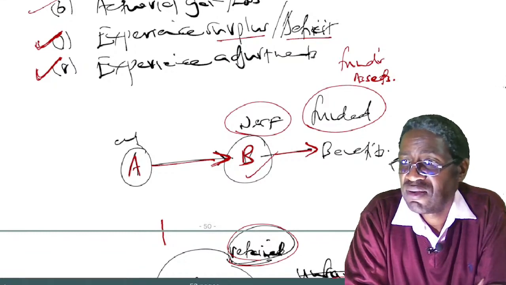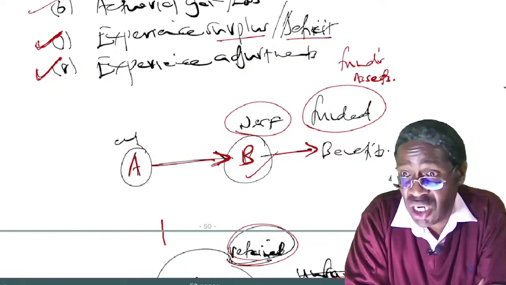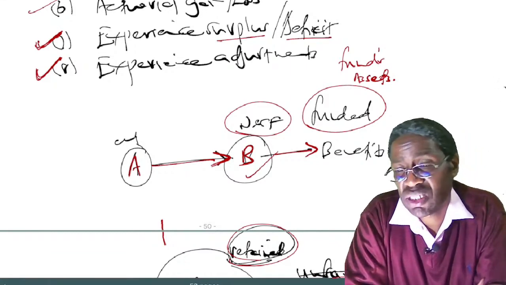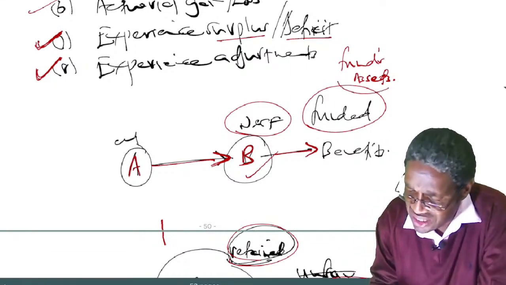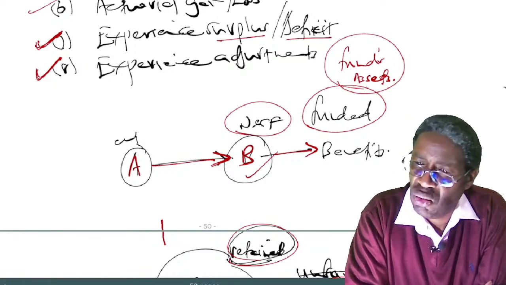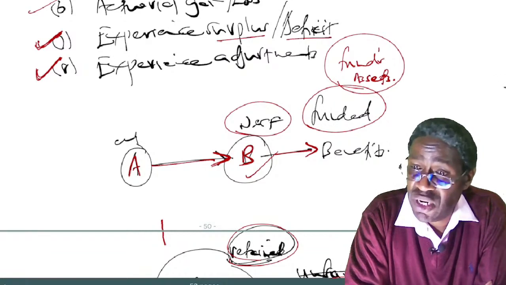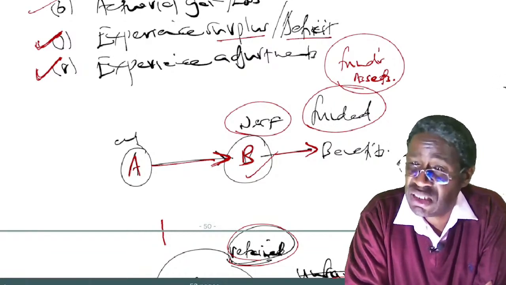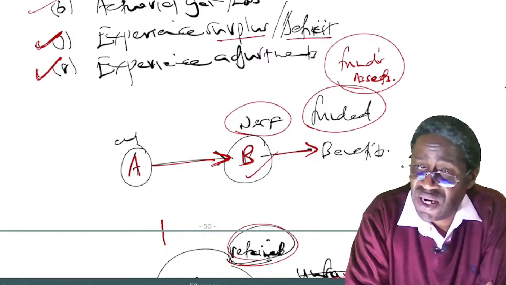Another paragraph. Experience surplus occurs where the fund's assets exceed the fund's liabilities.